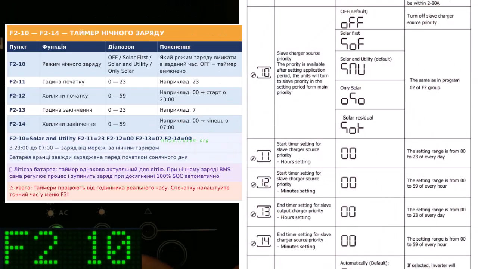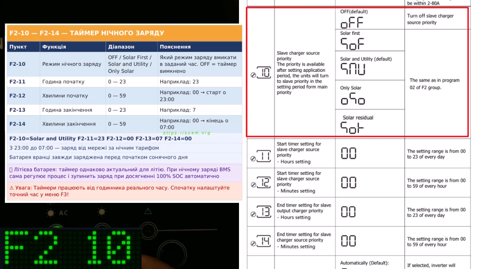During the day your main charge mode is solar first. There's sun, the battery charges from it. The grid is not used for charging. But at night, say from 11 p.m. to 7 a.m., your utility provider offers a reduced nighttime rate. This is exactly where the timer comes in.